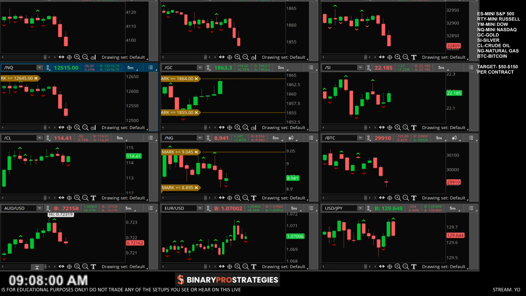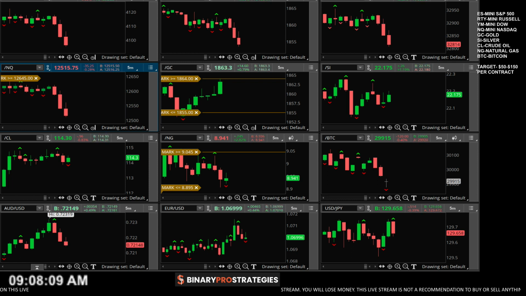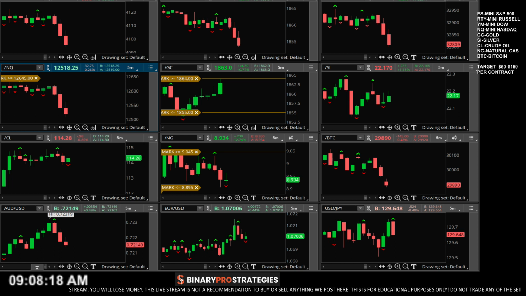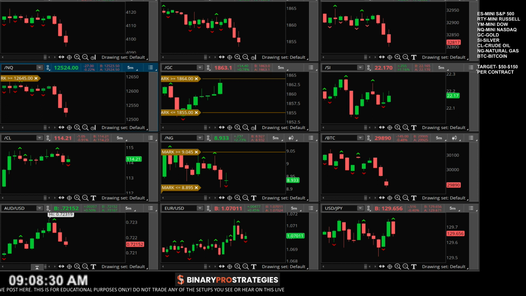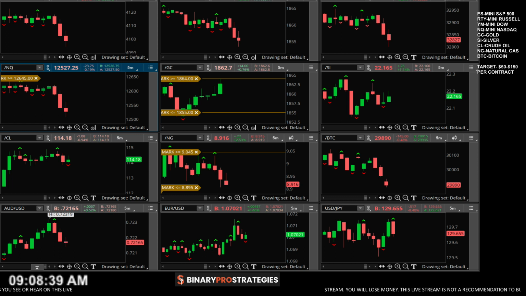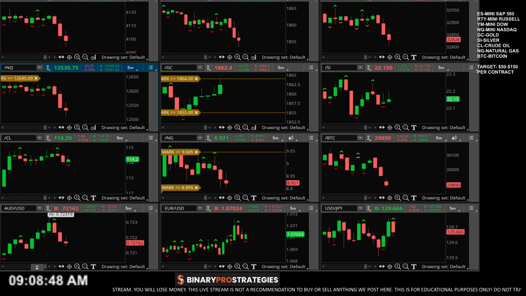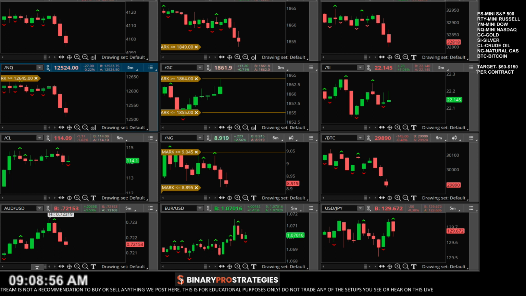RTY is giving us a short. YM is giving us a short. That is going to be your small cap short, and also your mini Dow going short. Target on RTY is going to bring us down to, let's see here, 1849. 1849 is our profit target. And reversal is going to be 1864 if we don't hit target.